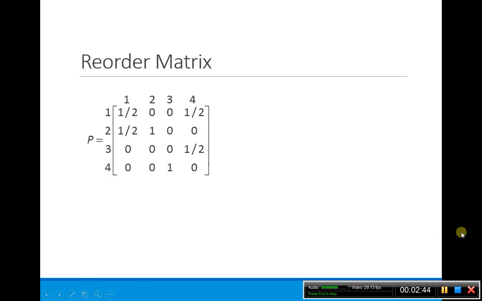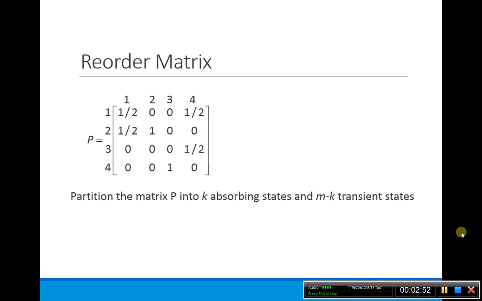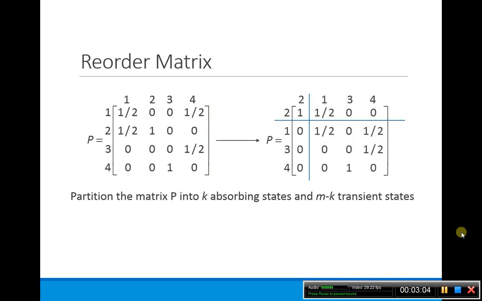The first thing that we really want to do is reorder this matrix. We want to get the absorbing state by itself so we can tell what's going on. We're going to think about partitioning the matrix P into K absorbing states and M minus K transient states. Here we only have one absorbing state and 3 transient states. We can reorder this matrix so that we have the absorbing ones up here or down here. Those are the easiest ones to consider.